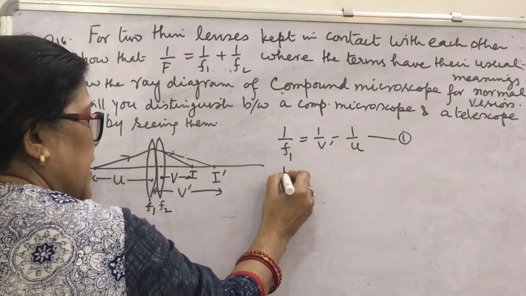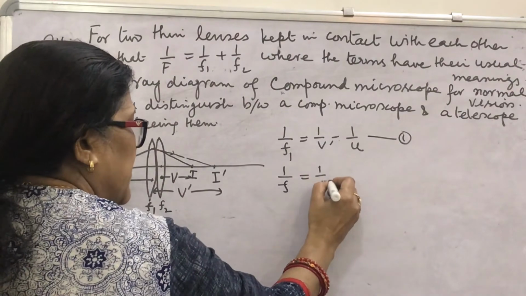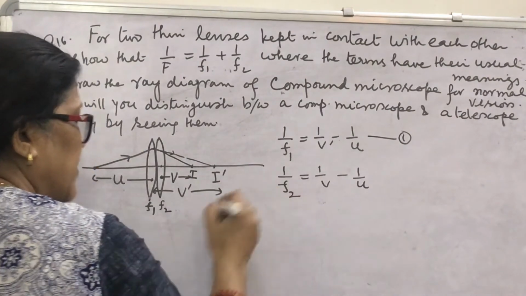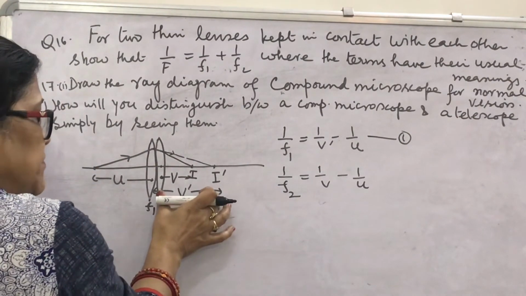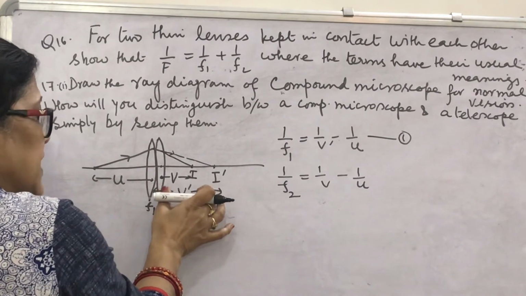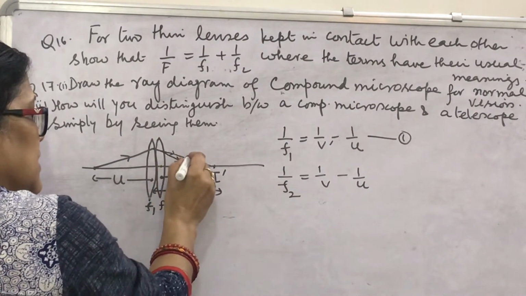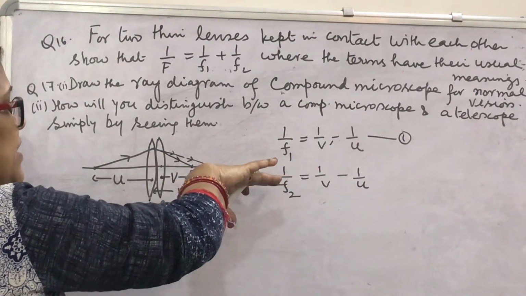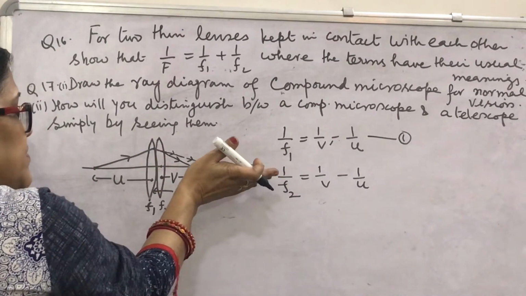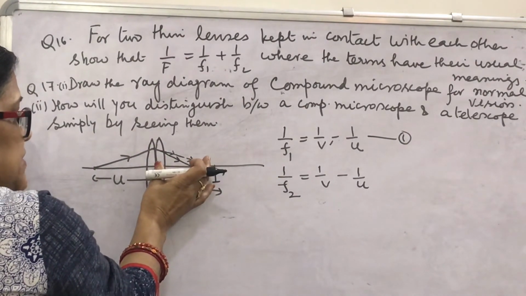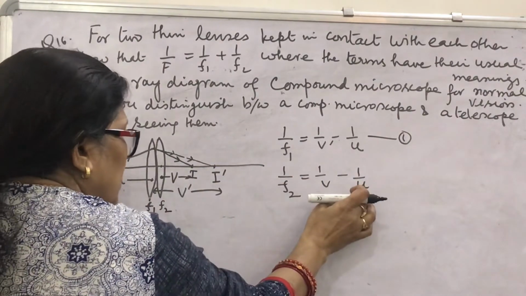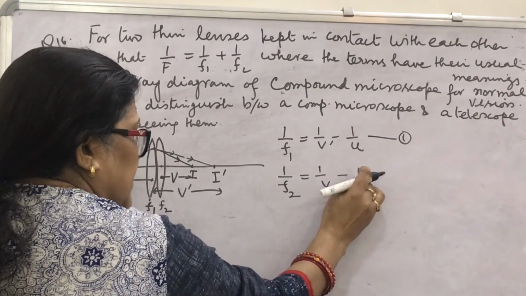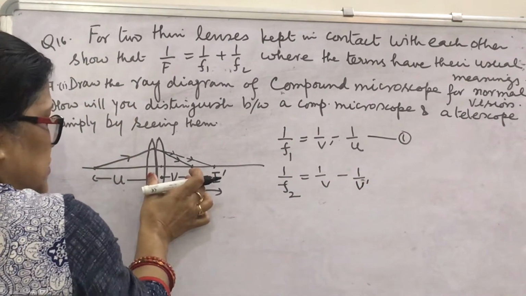For the second lens, again you write the lens formula 1 by f equal to 1 by v minus 1 upon u. Write in the normal way. But look here, f is f2. What is the object here? This is v dash. And with which sign? You know the sign convention rule: the distance covered in the direction of the ray is used with positive sign. So in place of u you will write v dash. Now v, as usual, this is v.